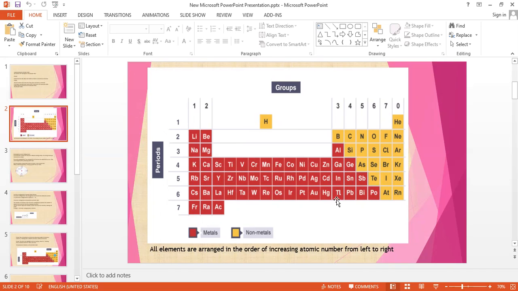Here are the group 3 elements: boron, aluminum, gallium, yttrium, indium, thallium. And group 4 elements: carbon, silicon, germanium, stannum (tin), and lead, plumbum. Group 5: nitrogen, phosphorus, arsenic, antimony, and bismuth. Group 6: oxygen, sulfur, selenium, tellurium, polonium. Group 7: fluorine, chlorine, bromine, iodine, astatine. And group 0: helium, neon, argon, krypton, xenon, radon. This is the group 8 elements.